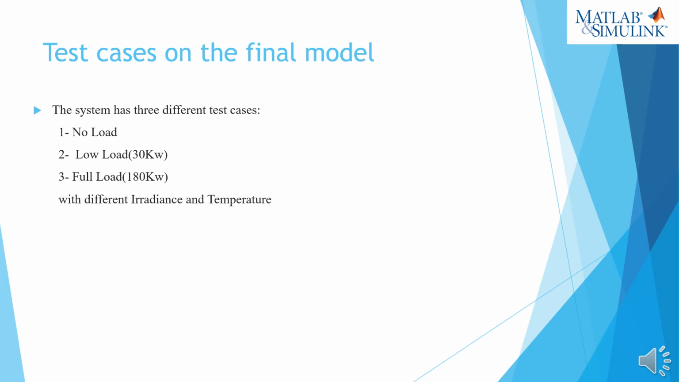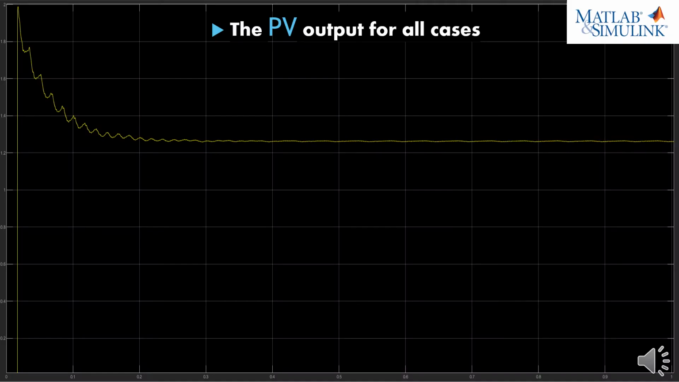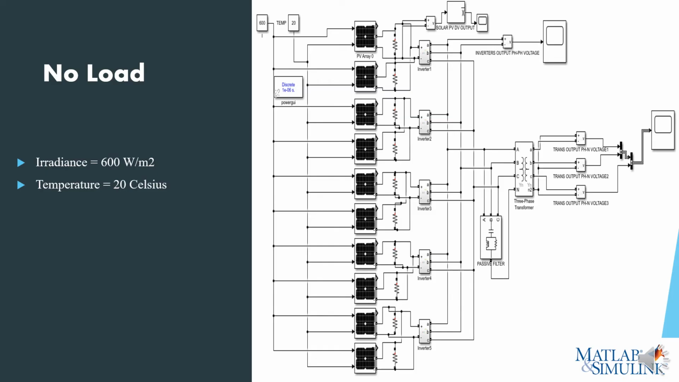To test our simulation model, we had three cases. The first one no load, the second one low load, and the final one full load, with different irradiance and temperature values. In this slide, we find the PV output for all the cases. This output is DC and from only one PV array. Here we start with the no-load test case with irradiance of 600 watt per meter squared and temperature of 20 Celsius. The difference between this model and the previous one is that we removed the load, so we connected the measurement tools directly to the load side of the transformer. In the next slides, we will see the waveforms of the output.